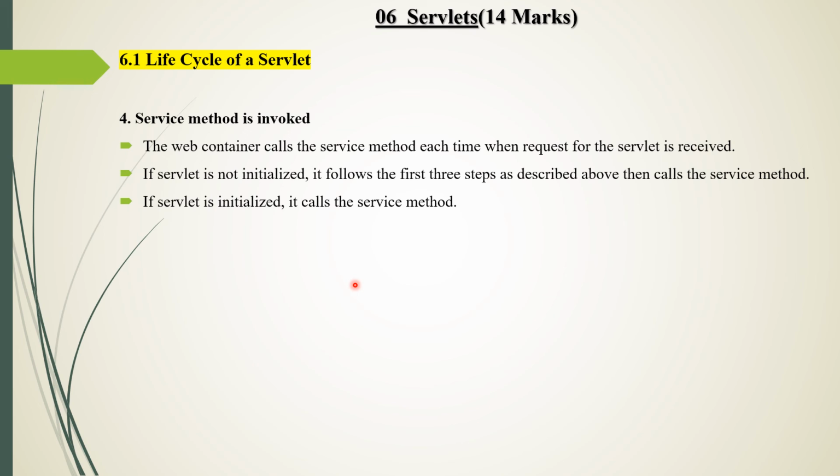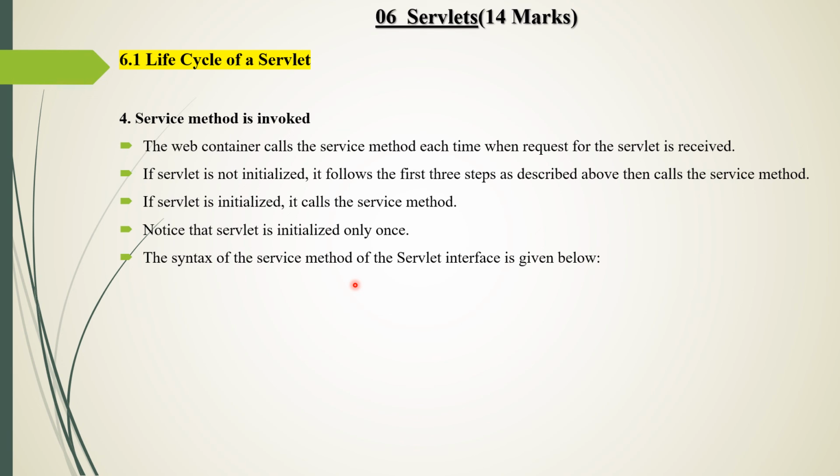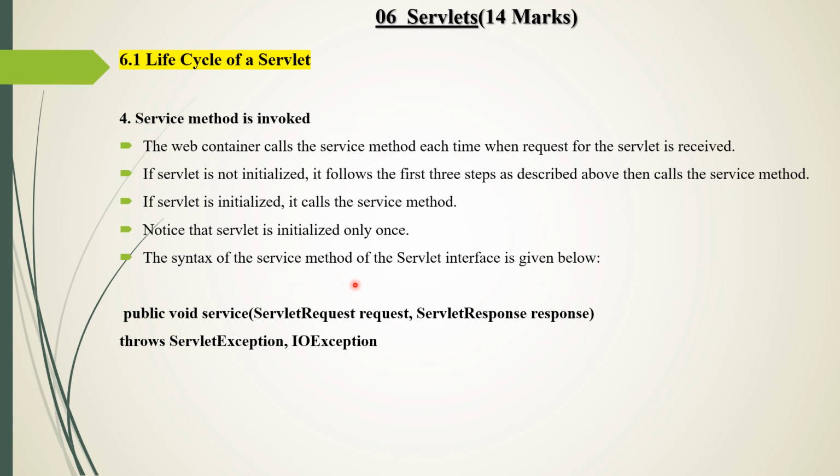If the servlet is initialized, it calls the service method. Notice that the servlet is initialized only once, so it is a one time call for initialization. The syntax of the service method of the Servlet interface is public void service, which has two parameters, a ServletRequest object and a ServletResponse object, and which may throw ServletException or IOException. So this is the fourth step in the servlet lifecycle.